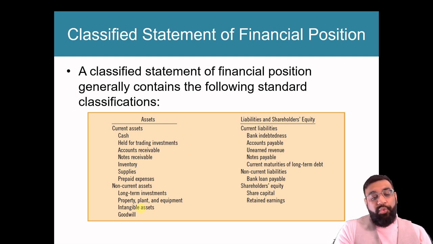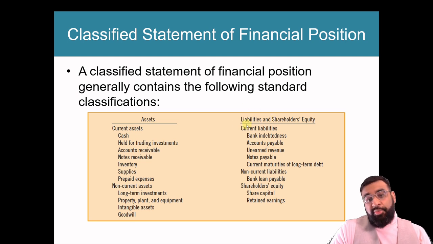Goodwill arises when we purchase another company for more than what it's actually worth. So if a company has assets of, let's just say, $1 million, and they have liabilities of $200,000, that means the company is worth $800,000, but we pay $1.2 million for that company. The extra $400,000 is goodwill. Goodwill is essentially the company's brand name, reputation, customer base, etc., because they're already a well-established business. Then we have liabilities and shareholders' equity.